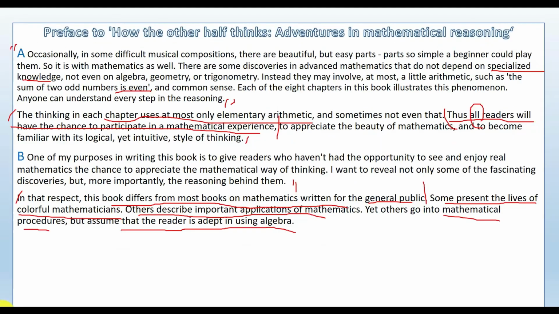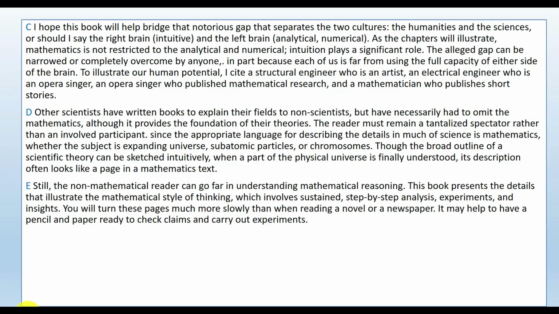Let's continue. We finished paragraph B and we're now on paragraph C. I hope this book will help you bridge that notorious gap that separates the two cultures, the humanities and sciences. Or should I say the right brain, intuitive, and the left brain, analytical or numerical. As the chapters will illustrate, mathematics is not restricted to the analytical and numerical. Intuition plays a significant role. The alleged gap can be narrowed or completely overcome by anyone, in part because each of us is far from using the full capacity of either side of the brain.